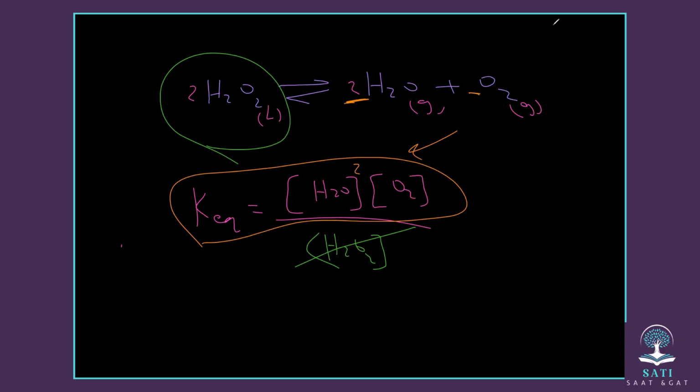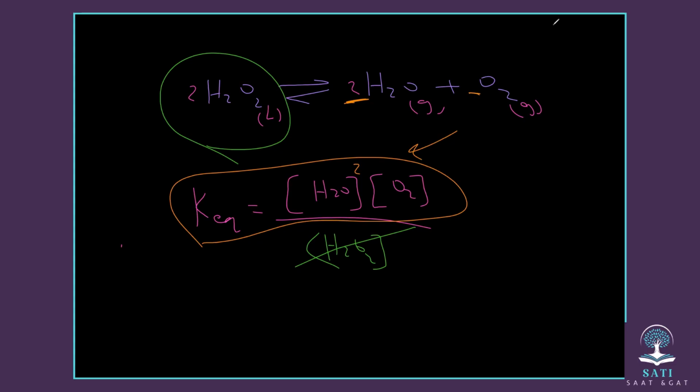So what we understand till now is that a reaction is called reversible if it goes from reactants to products and also from products into reactants.